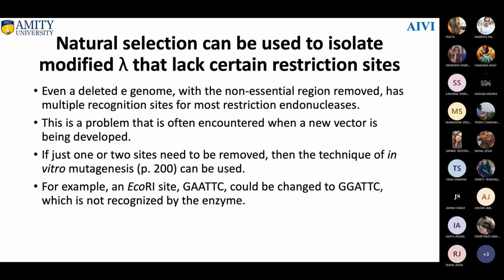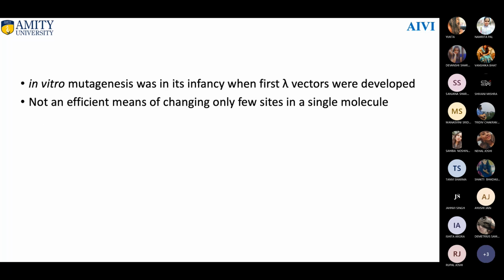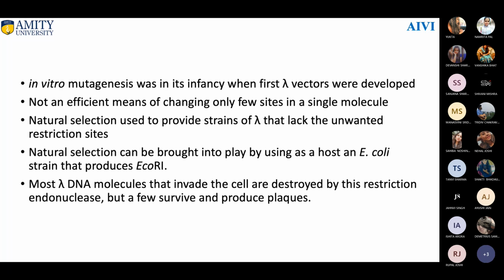If just one or two sites needed to be removed, then the technique of in vitro mutagenesis can be used. For example, in lecture genes you change GGTTC to GATTC. But here the sites are very large, so you need some more strategies. In vitro mutagenesis, in its infancy when the lambda vectors were developed, was not an efficient means of changing only a few sites in a single molecule. Natural selection was used to provide strains of lambda that lack unwanted restriction sites.